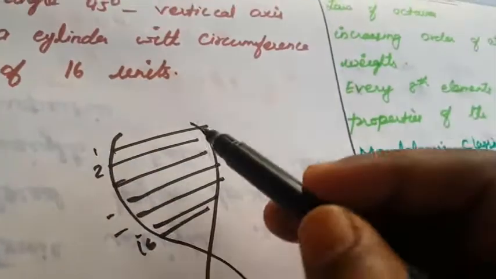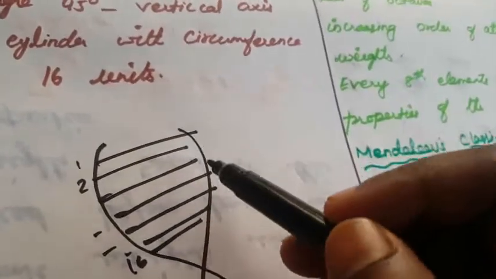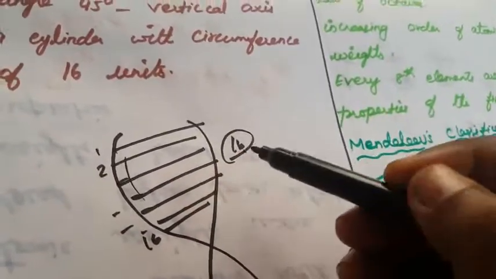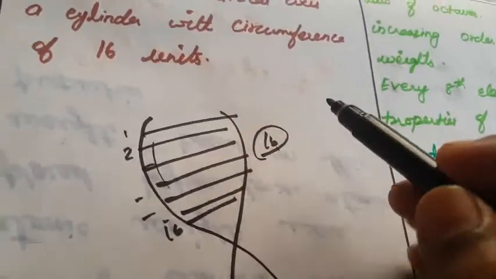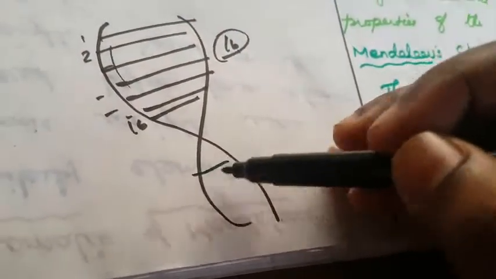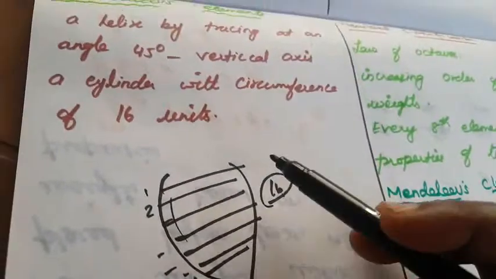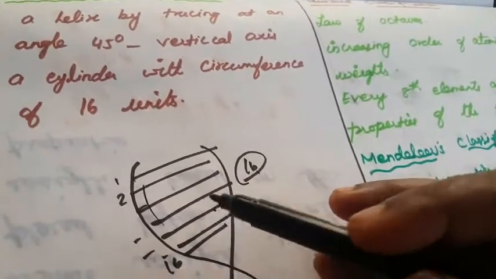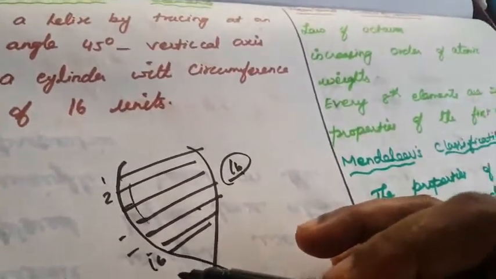Each cylinder contains 16 elements. These 16 elements have similar physical and chemical properties. But another cylinder has another 16 elements. So he arranged the elements in increasing order of atomic weight, and each helix contains 16 elements.